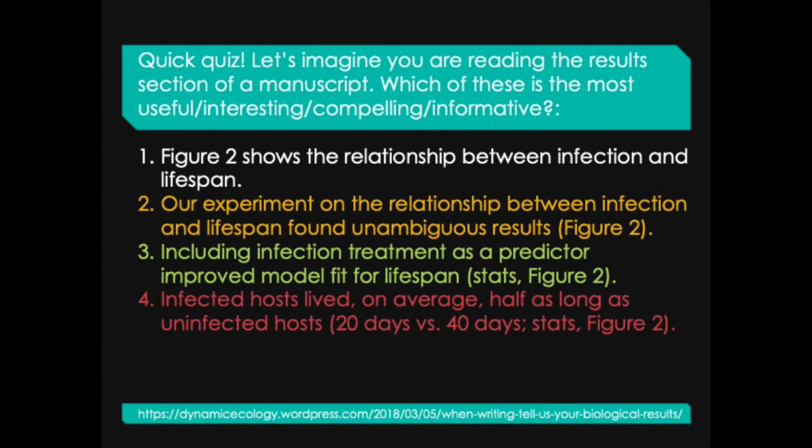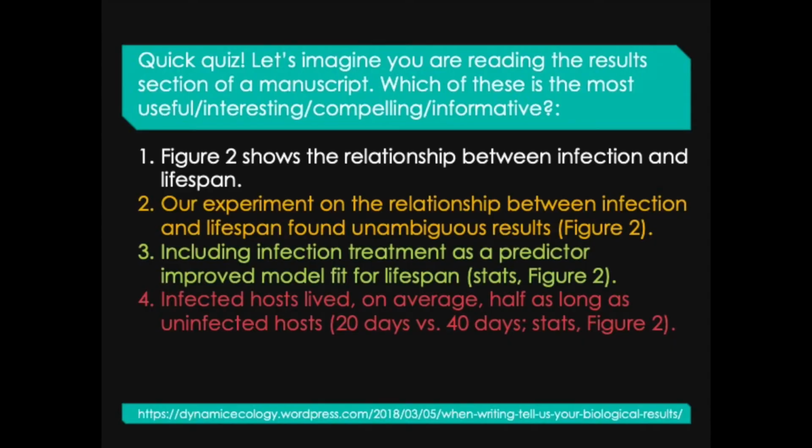Choice number 4. Infected hosts lived, on average, half as long as uninfected hosts. 20 days versus 40 days. Statistics, figure 2. So I think most people are going to choose number 4. Choice number 4 is the most skillfully done result sentence. It's interpreting the results in the context of the experiment and referring to the figure in the same sentence.